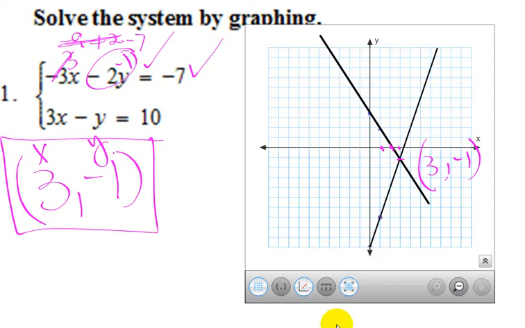And you would do the same thing for the next equation. 3 for x, negative 1 for y. So you have 3 times 3 is 9. Negative times negative is positive. So 9 plus 1 is equal to 10. So that checks out as well, and that's the solution to our system.